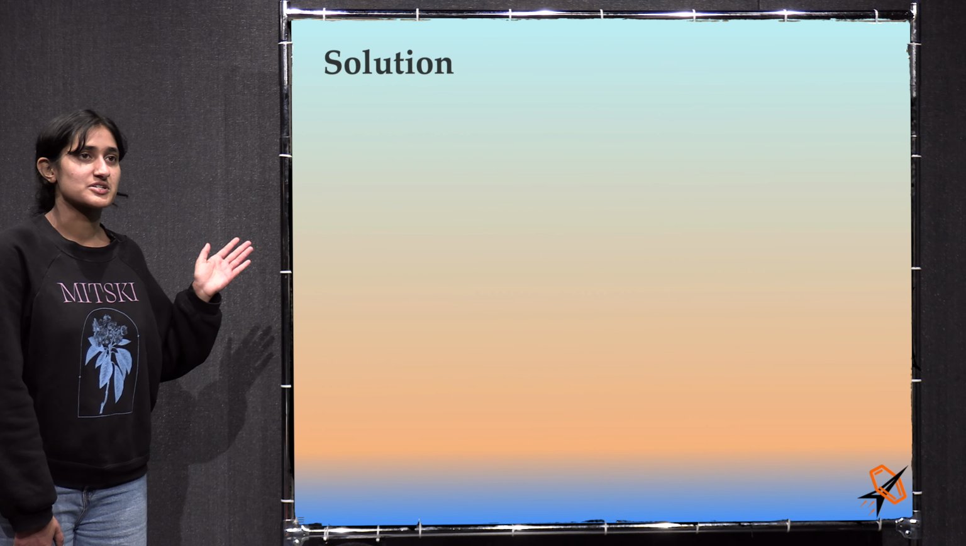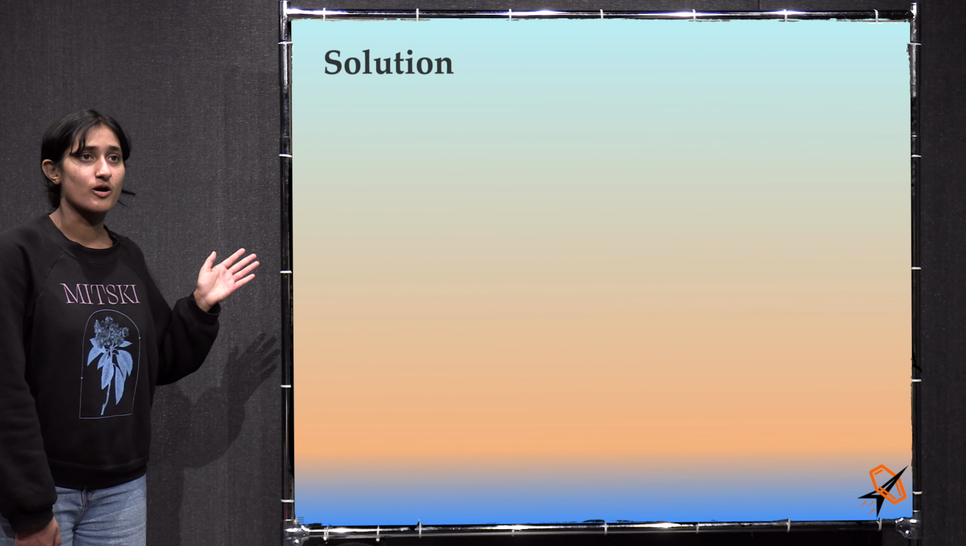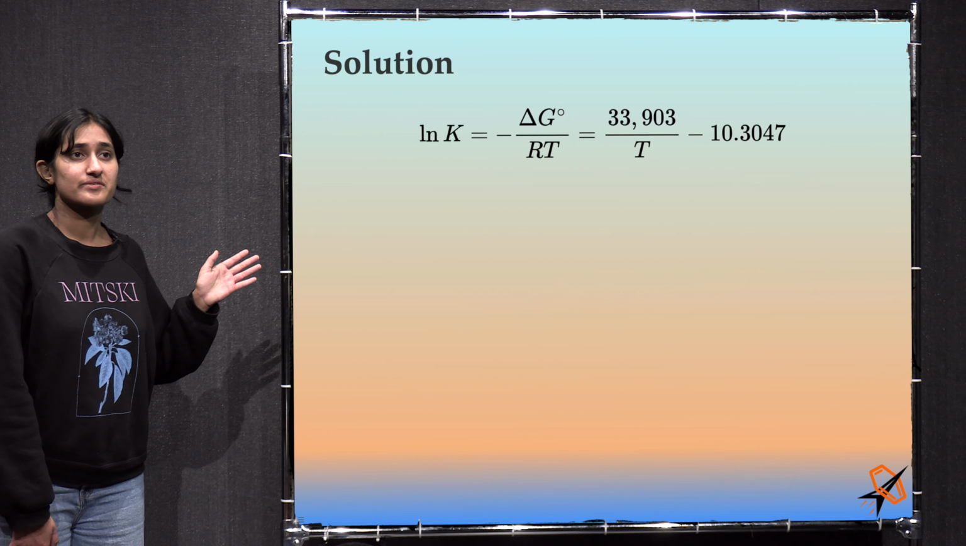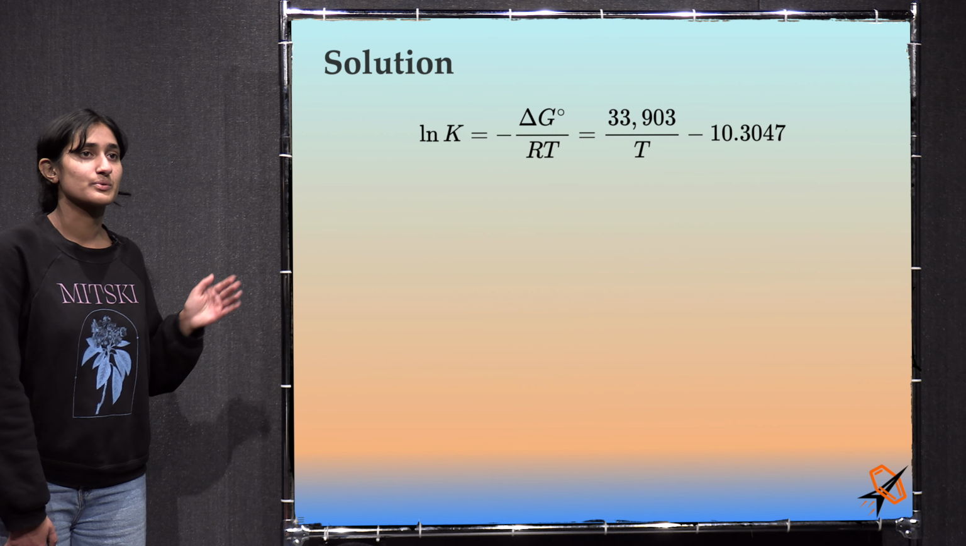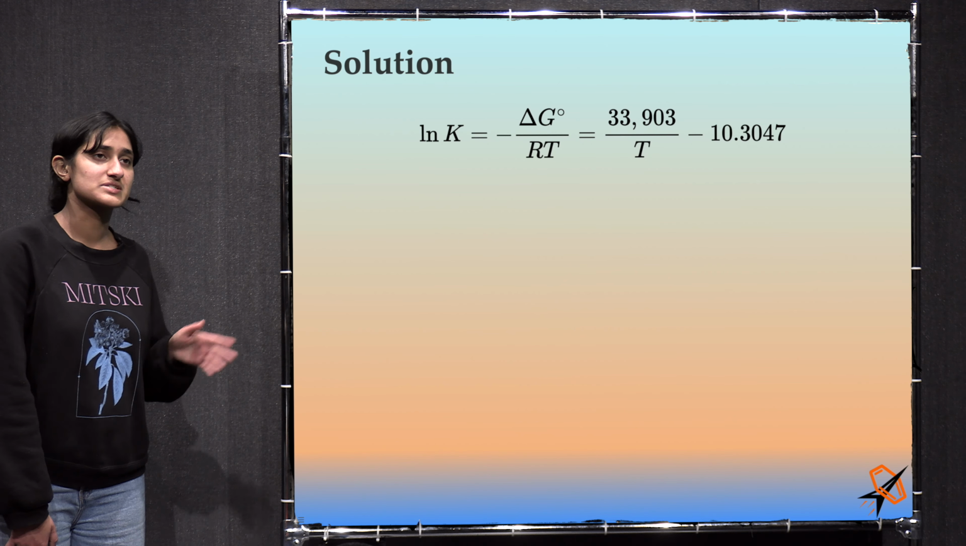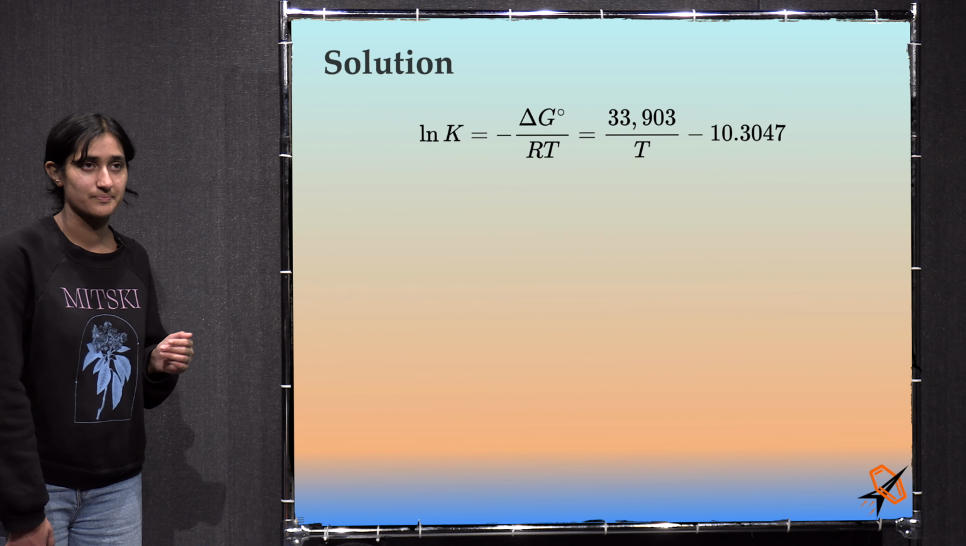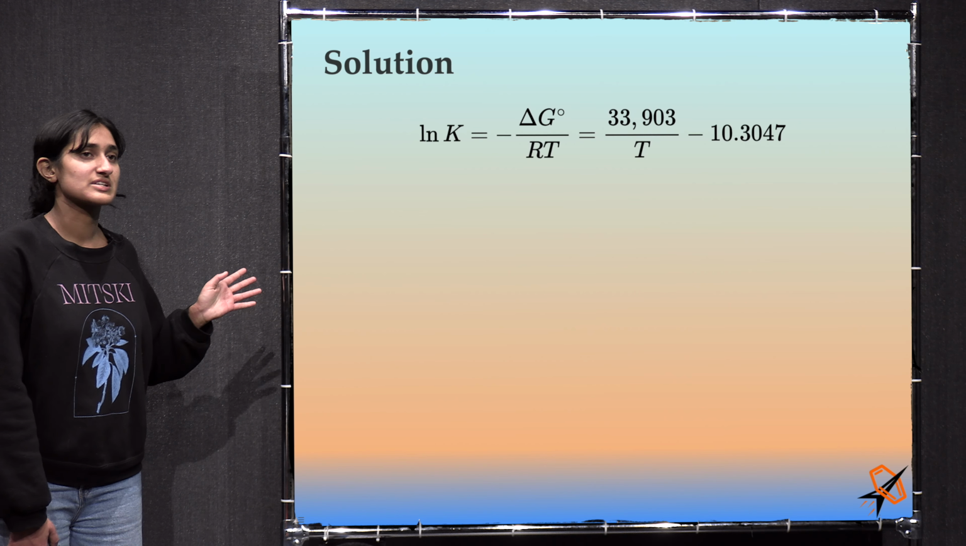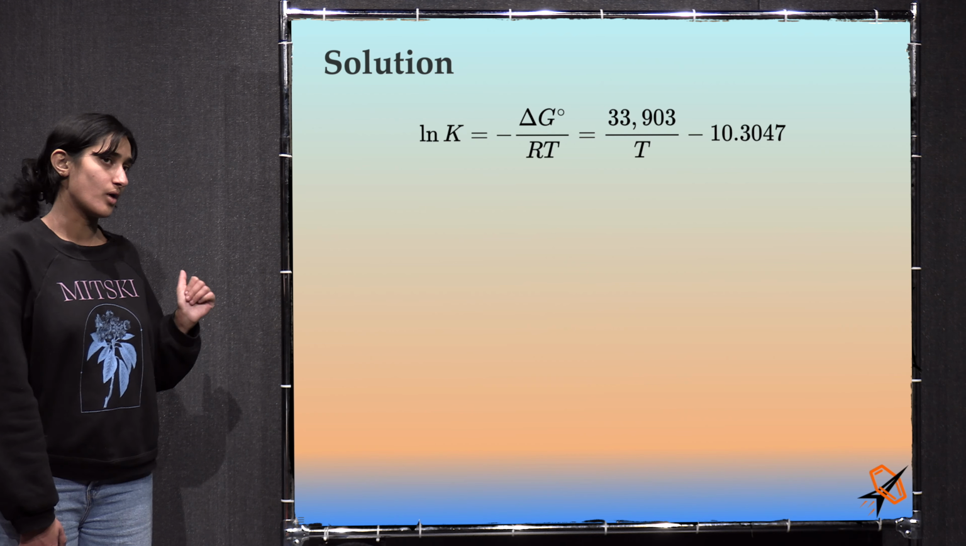Substituting the temperature expression in for delta G naught and dividing by R in units of joules per mole Kelvin gives the natural log of K equals 33,903 over T minus 10.3047, which has the same form as the temperature expression for constant delta H naught from part 1.